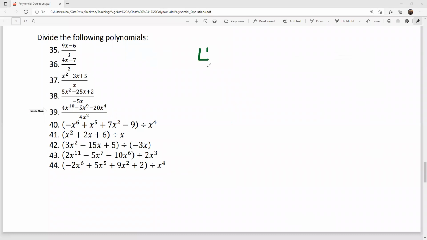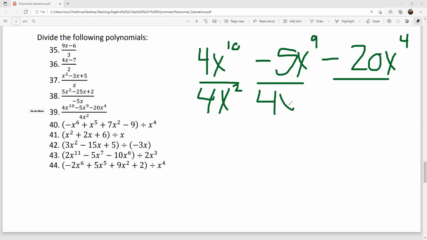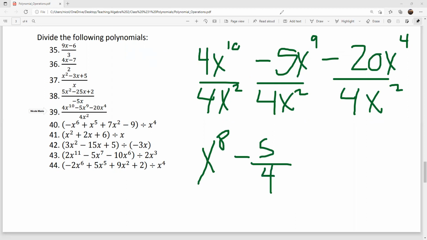Okay, so I have a 4x to the 10th minus 5x to the 9th minus 20x to the 4th. And each one is going to be divided with 4x squared. Okay, so for the first one, 4 divided by 4 is 1. X to the 10th minus 2 is x to the 8th. Right? 10 minus 2. This is going to give me negative 5 over 4. I can already tell. This can't be simplified.